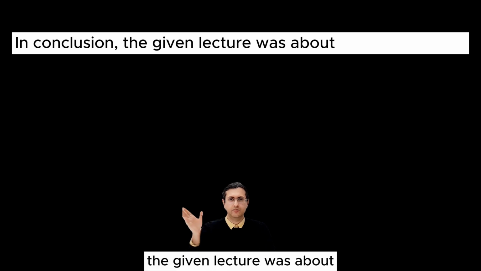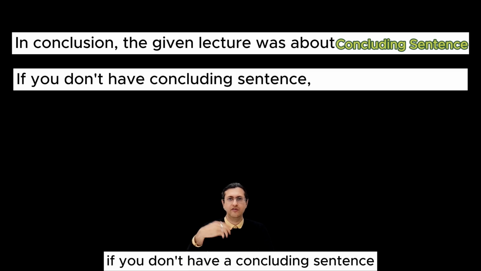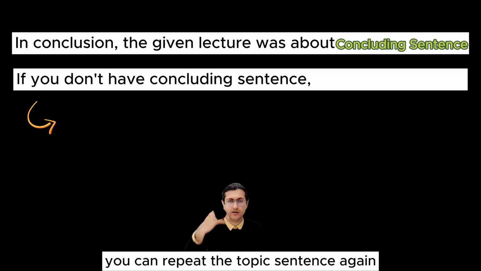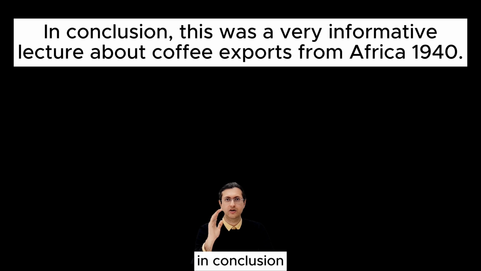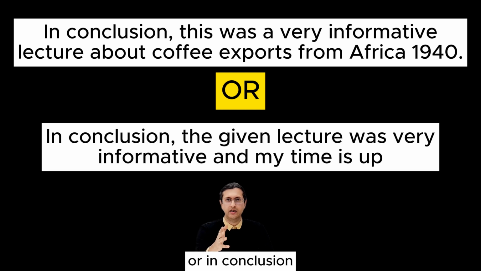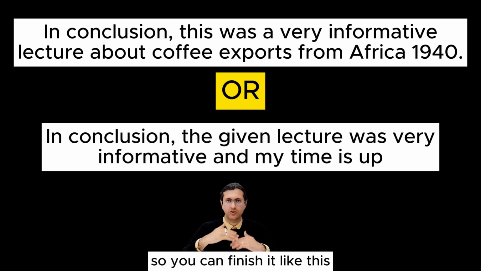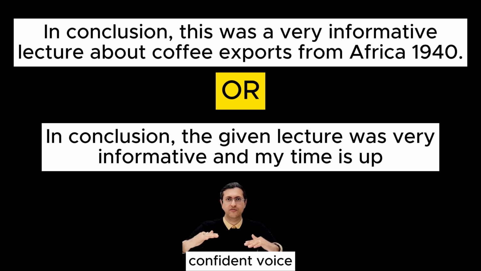And finish it. In conclusion, the given lecture was about, and whatever the topic, fit the concluding sentence you've written there. If you don't have a concluding sentence, you can repeat the topic sentence again. In conclusion, this was a very informative lecture about coffee exports from Africa in 1940. Or, in conclusion, the given lecture was very informative and my time is up. So you can finish it like this with a flat, confident voice.